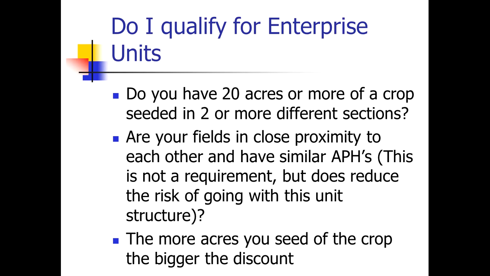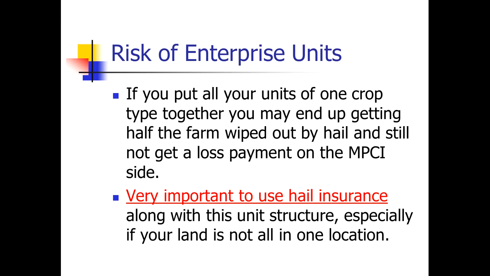Are your fields in close proximity to each other and have similar APHs? This is another thing that would help eliminate some of the risk from switching to optional to enterprise. And the more acres you seed of the crop, the bigger the discount. So if you put all your units of one crop type together, you may end up getting half the farm wiped out by hail and still not get a loss payment. That's the first big risk of enterprise units.